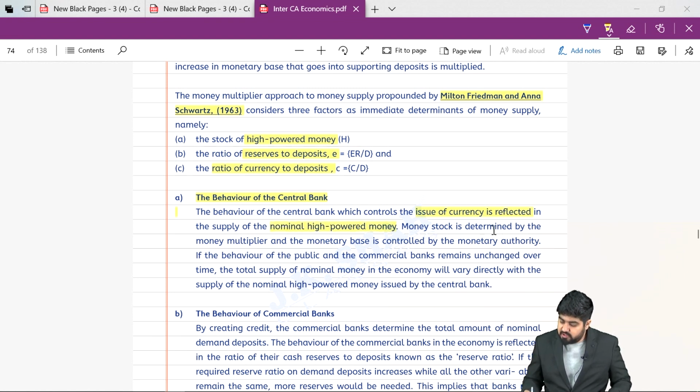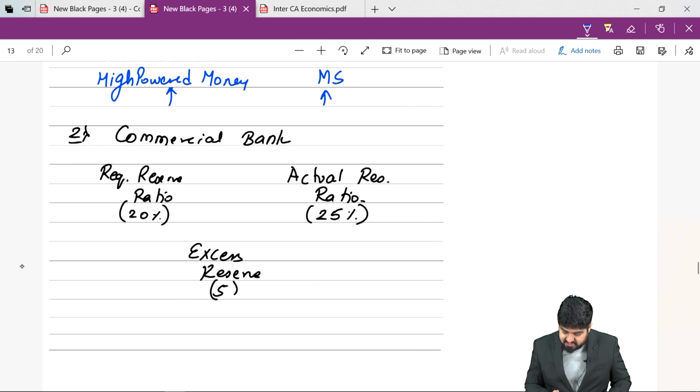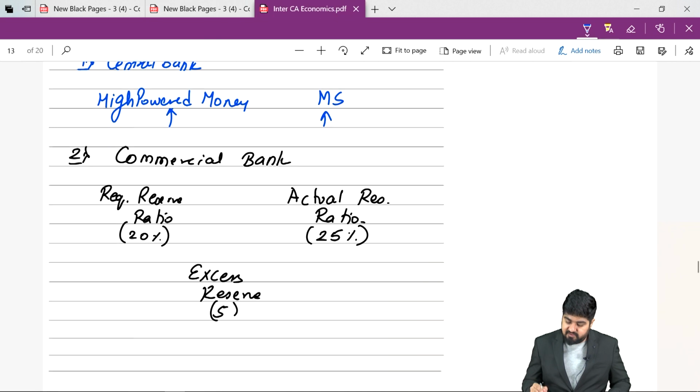Nominal high powered money. So money stock is determined by the money multiplier and the monetary base. It's controlled by the monetary authority. See this. Behavior of public and commercial bank remains unchanged. That means if they behave in the same manner, I told you, you are taking an assumption. So this is the assumption. If it remains unchanged over time, the total supply of nominal money in the economy will vary directly with the supply of nominal high powered money issued by the bank. Directly. See this part. Yes or no?